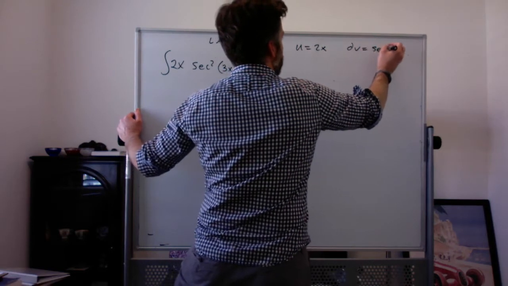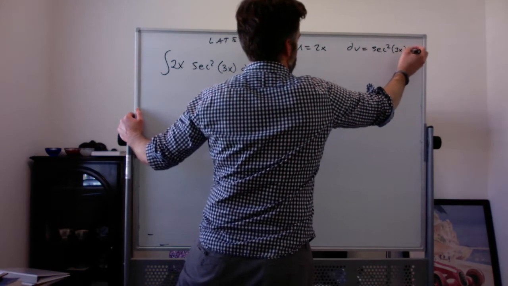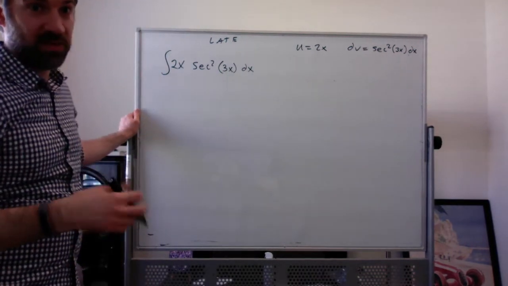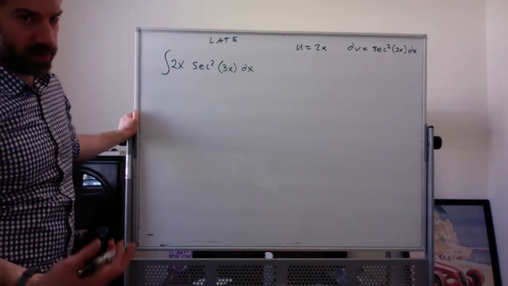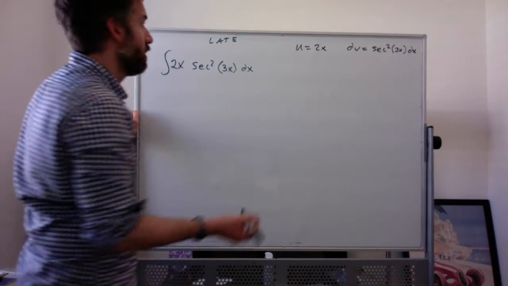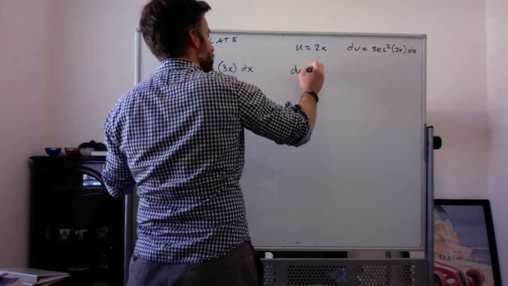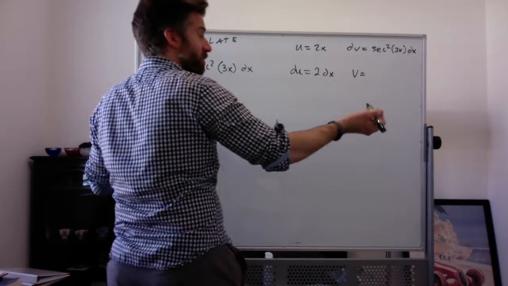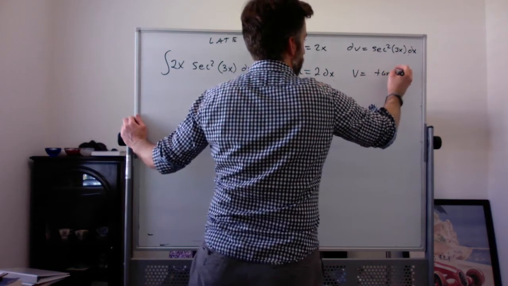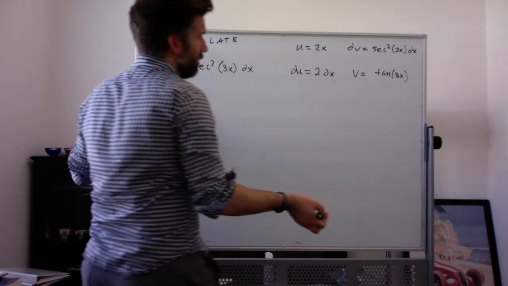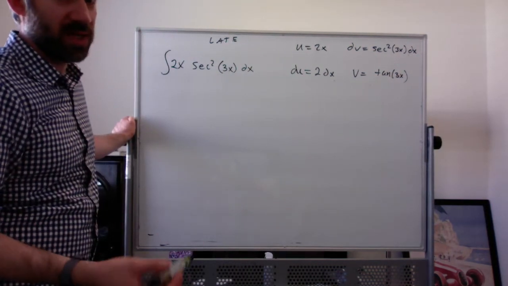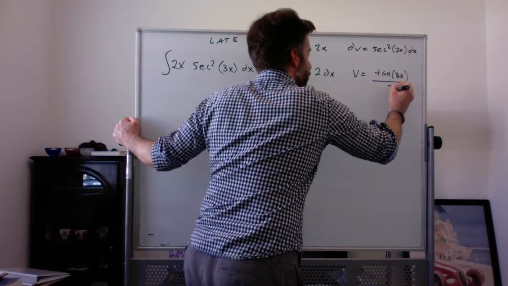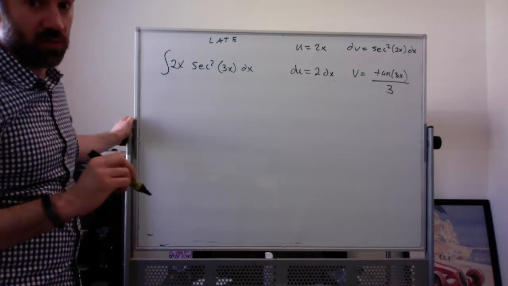Now the reason why dv is an okay choice for secant squared of 3x dx here is that we know how to integrate secant squared. Right? The antiderivative of secant squared of x is just tangent of x, because the derivative of tangent of x is secant squared of x. So du is going to be 2 dx, and v, the antiderivative of secant squared of 3x, is going to be tangent of 3x, but not quite just that, because the derivative of tangent of 3x would be secant squared of 3x times 3. We have to divide by 3 to account for the 3 we get from the chain rule.